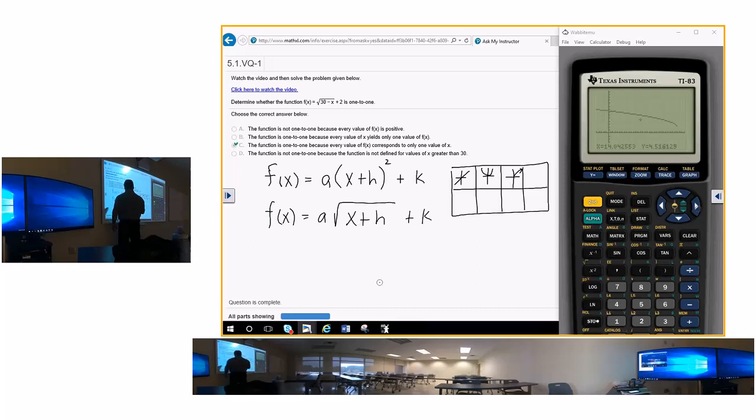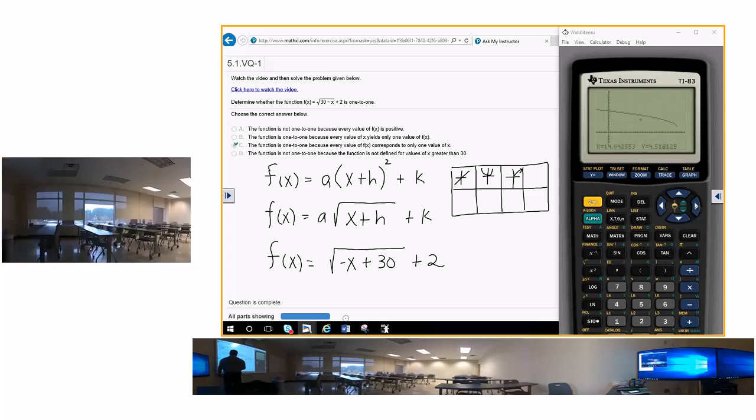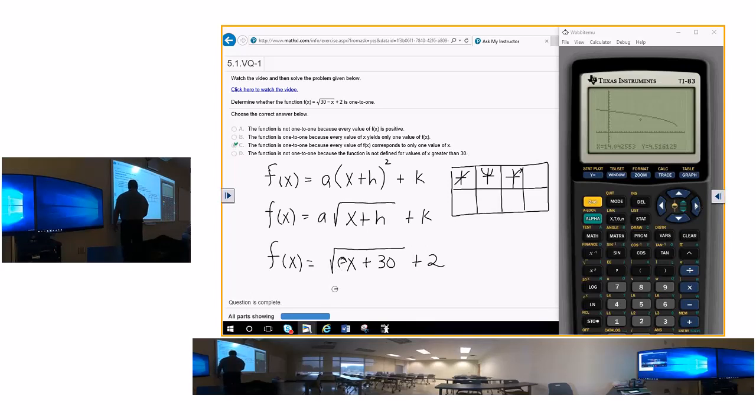First of all, I'm going to turn this around because that's not the way it's supposed to be written. I'm going to say f of x is equal to square root of negative x plus 30, plus 2. I forgot what the vertical shift was. Since it's a radical, it does move to the right 30 places, because of this negative right here. If I was to factor this negative out, it would be negative x minus 30 under the square root.